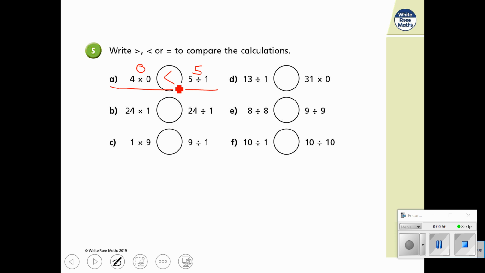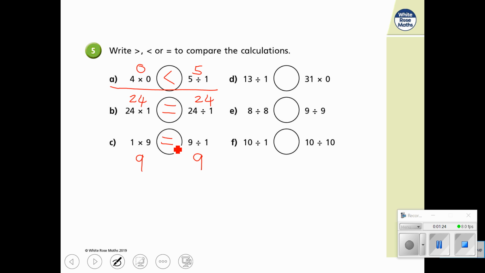Number 2, 24 times 1 is 24, because anything times by 1 is itself. 24 divided by 1 is also 24, because anything divided by 1 is also itself. So the answer here is equals. C. 1 times 9 is 9. 9 divided by 1, anything divided by 1 is itself, so that is also 9. So the answer there is also equals.